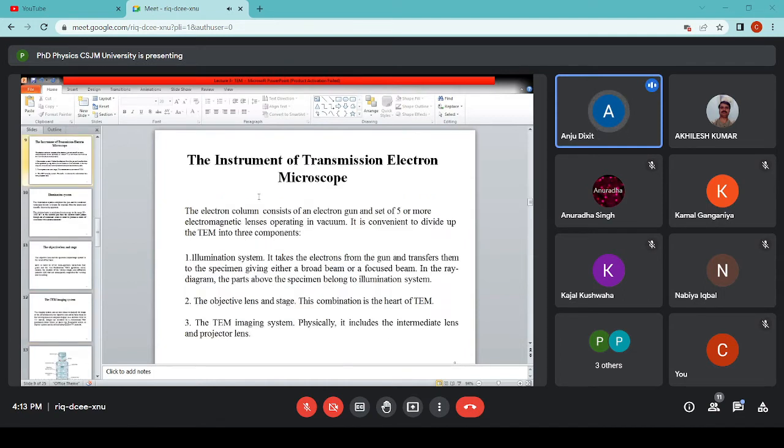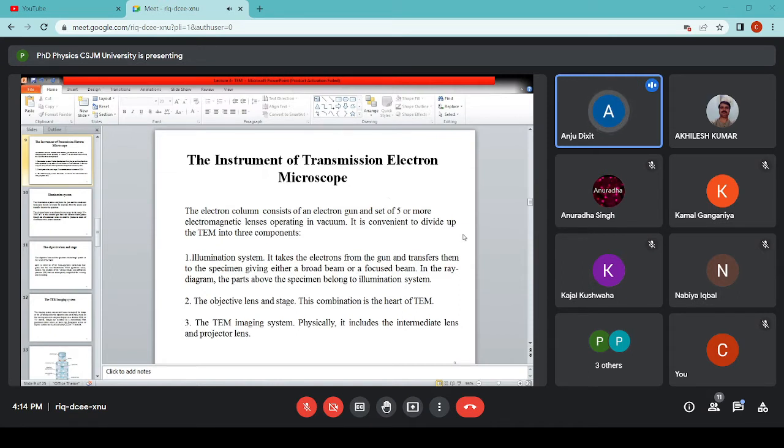So I am moving towards the instrument of the transmission electron microscope. It has 3 parts. I am going to discuss them one by one. So the electron column, since we need an electron source, consists of an electron gun and a set of 5 or more electromagnetic lenses operating in vacuum. So just like in the case of SEM, this is also operated under vacuum only.